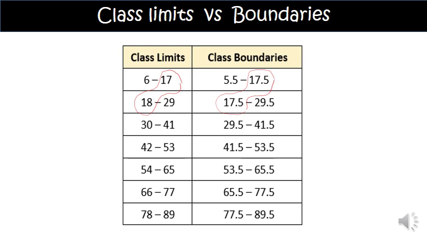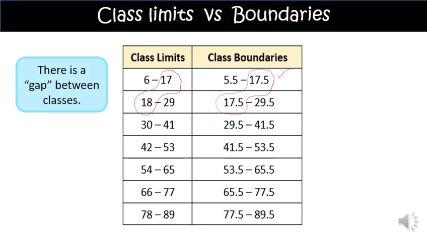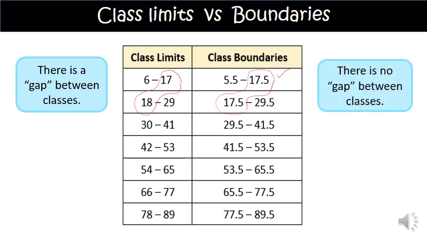So we had a problem: let's suppose we have a value 17.3. In the class limits, it's bigger than 17, so it can't be in the first class, but it's less than 18, so it can't be in the second class. We don't know where it is. If we instead use class boundaries, we fix this. Well, 17.3 is less than 17.5, so it goes into this class. So with class limits, there's a gap between the two classes, whereas with class boundaries, there's no gap.